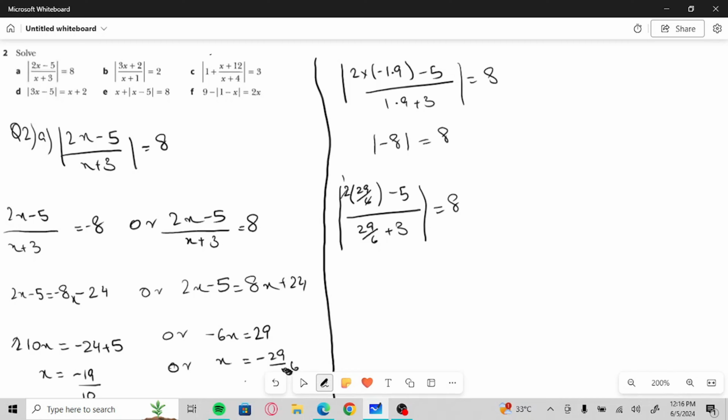So 2 1s are 2, 2 3s are 6, simplified here, 29 upon 3 minus 5 divided by 29 upon 6 plus 3. Input this into a calculator, it is equal to the modulus of 8, which is equal to 8, which is obviously correct. So we again have two values of x. x is equal to minus 29 upon 6, or x is equal to minus 19 upon 10. We have two values of x, we can say this is minus 1.9 also.